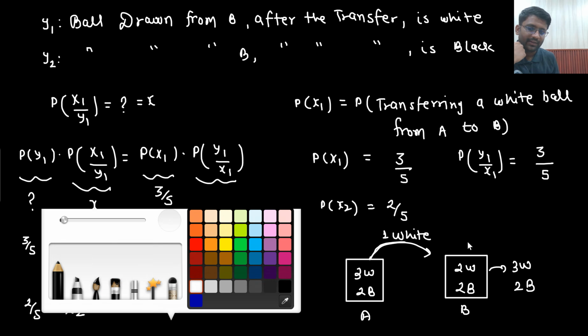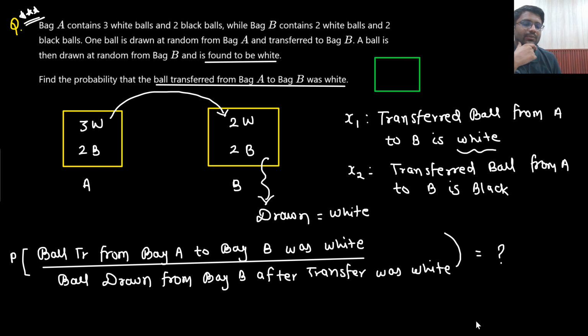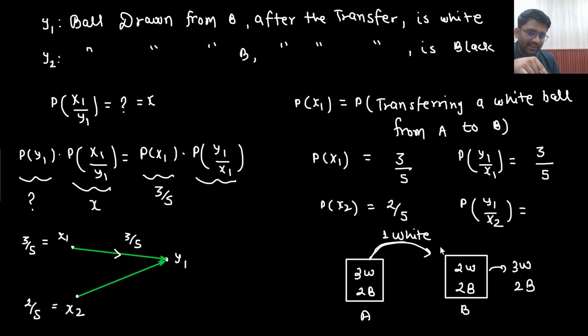With what probability? So that means you need to find the probability of y1 given x2. What is x2? Read the statement carefully: given that the ball transferred from A to B is black. You are transferring a black ball, so what will you be getting here? You will be getting 2 white and 3 black balls. So how many total balls will there be? Total balls will be 5.